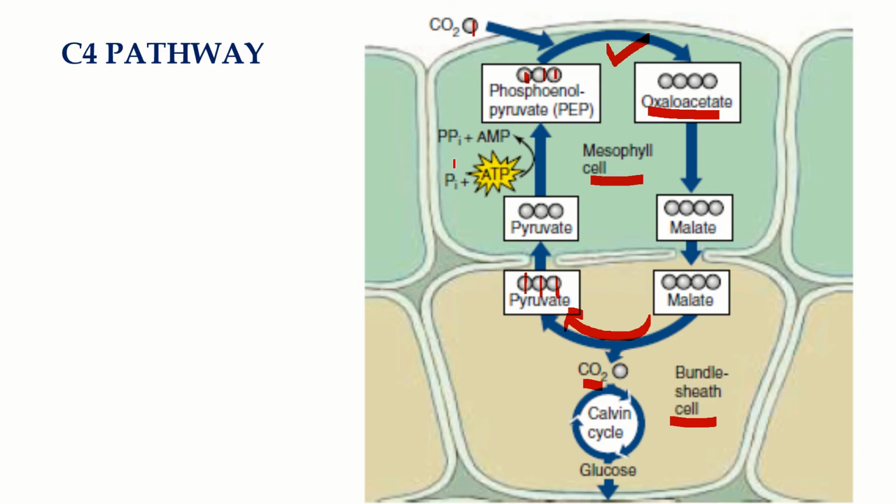But the light reaction is taking place in the mesophyll. Water is split up there. Oxygen is released there. ATP and NADPH plus H plus are produced there. And that ATP and NADPH plus H plus are also brought to the bundle sheath cell. Those things are not mentioned in this diagram, in this picture, but we will see it later.